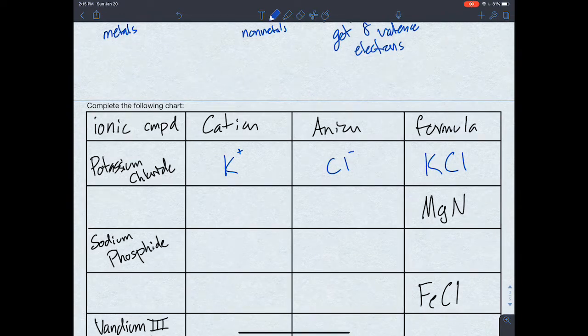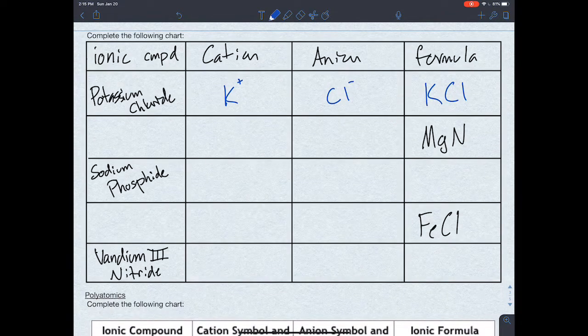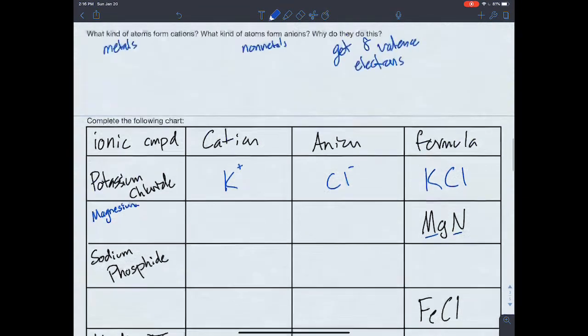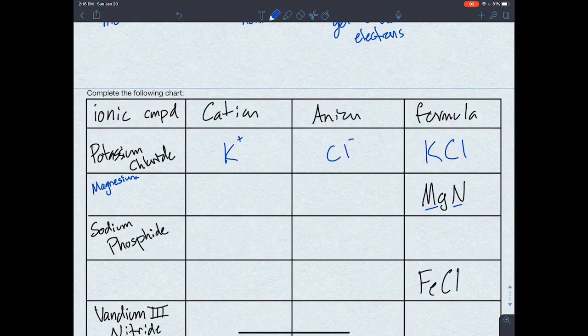Okay. Now the next one, we're given a formula. Okay, we're given MgN, magnesium nitrogen. Okay, so to name it, first of all, the first name stays the same, magnesium. Remember I said in class, the first name is the name of the cation. Cations are positive, they stay the same. They have positive attitude, they have positive energy, okay, positive charge, positive energy, they stay the same no matter what.